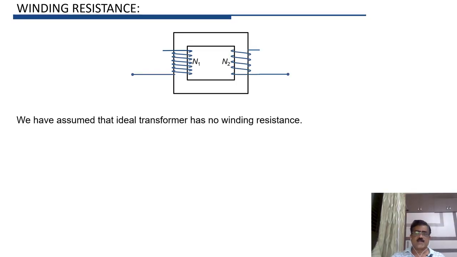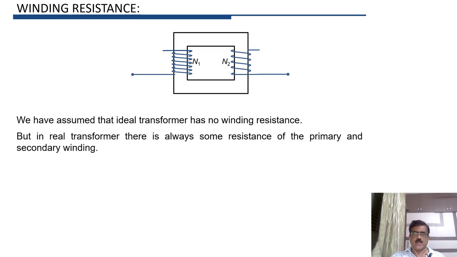Let us now consider an ideal transformer with zero winding resistance. Now, if we consider a practical or real transformer, then its winding resistance cannot be equal to 0, because even if the winding is made up of good conductors like copper or aluminum, the resistance of winding cannot be equal to 0. So, how to consider the effect of these winding resistances?